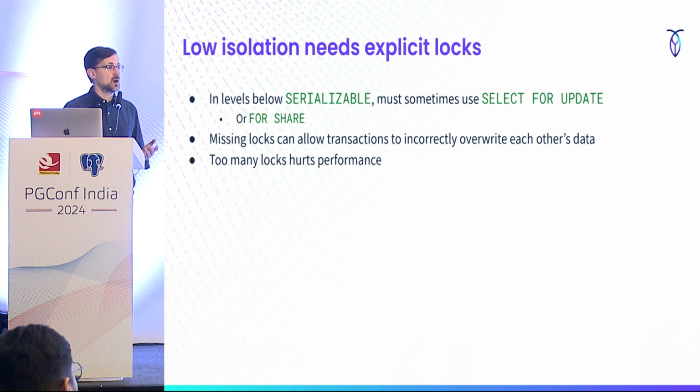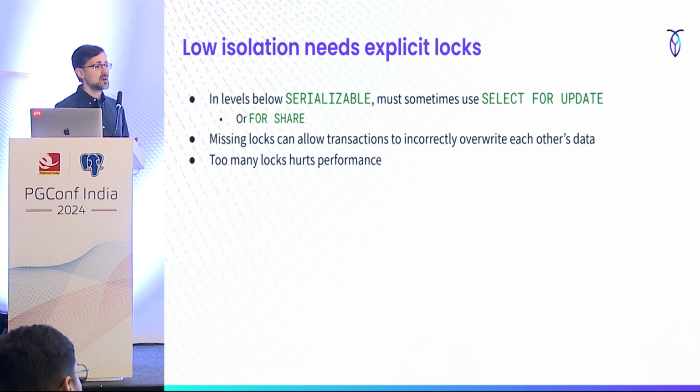So let's say you're starting with a low level of isolation, like read committed. This is because this is the default for most databases. This is how most people start out. If you're running at any level of isolation below serializable, then sometimes it becomes necessary to use explicit locks called the SQL select for update or select for share clause. If you're running at an isolation level other than serializable and you're not using select for update, at least occasionally, you probably have some bugs in your application. And in concurrent situations, these missing locks can allow your transactions to incorrectly overwrite each other's data.